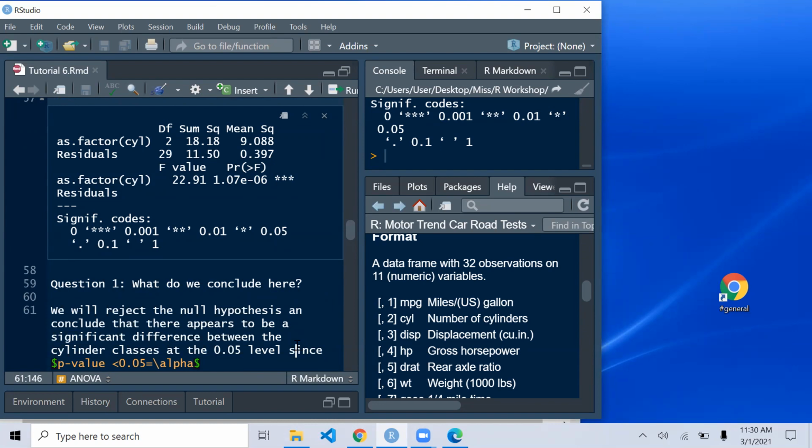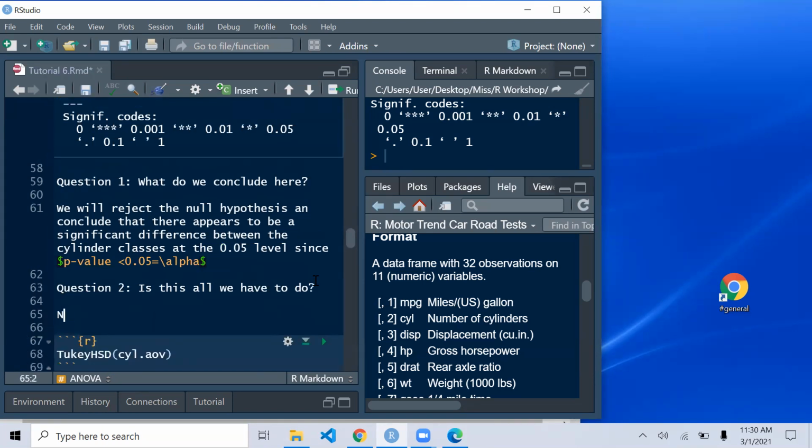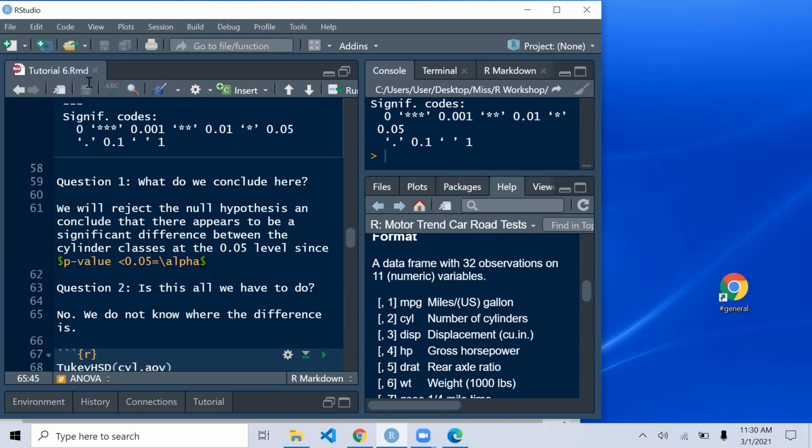So the question I asked you next is, is this all we have to do, or are we done? Well, the answer is obviously no, we don't know where the difference is. So that's why we have the Tukey's HSD.